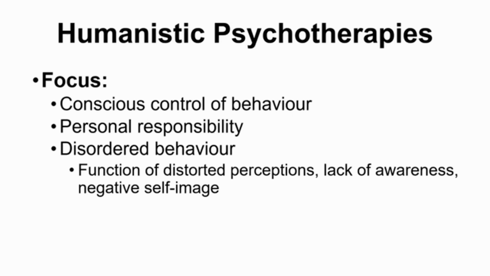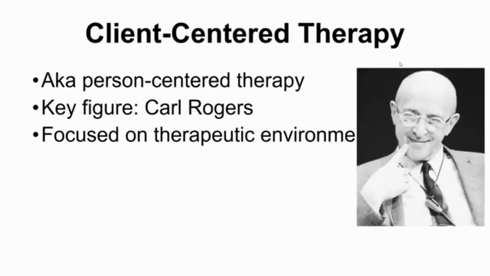And so when we talk about our humanistic psychotherapies, one of the most famous of these actually comes from Carl Rogers, who's one of the big names that we always mention when we talk about our humanistic therapies. Usually we talk about Rogers and we talk about Maslow. Maslow with his hierarchy of needs, and Rogers is all about client-centered or person-centered therapy.